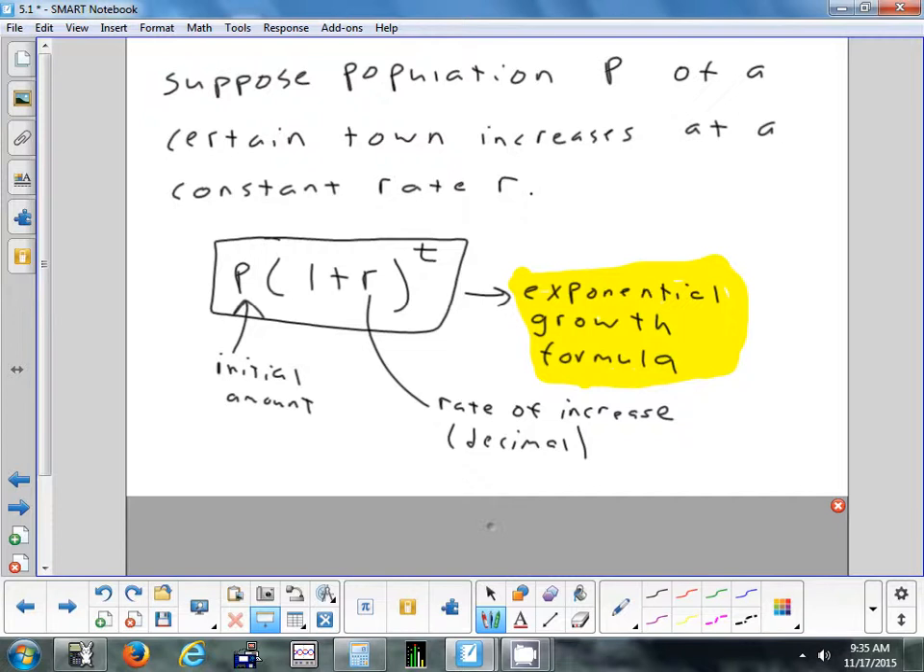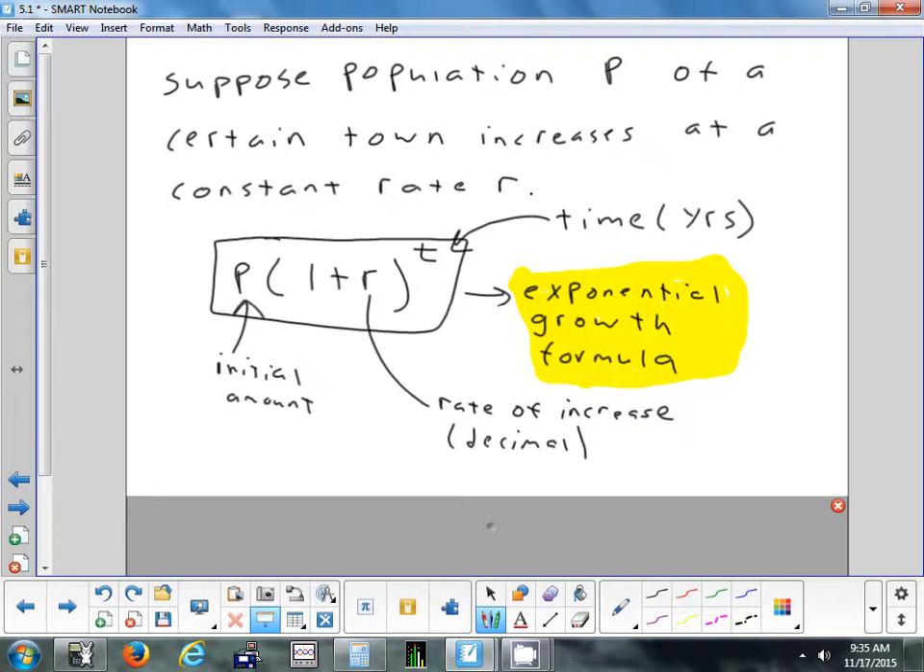P in our problem is going to be the initial population of a town. But again, it doesn't just have to be people. It could be any initial amount of stuff. R is the rate at which it's increasing. So they might say the population of this town is growing at 2% every year. And t, that's our time. Time is usually going to be measured in years. If they give you a growth rate in years, then time is measured in years.